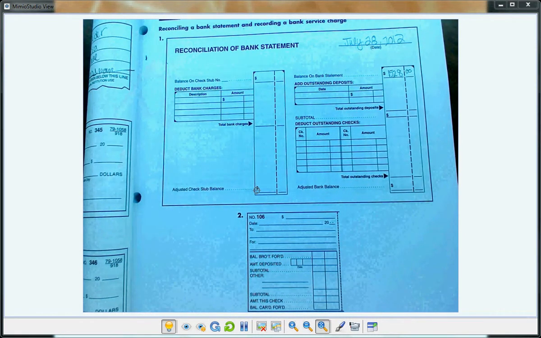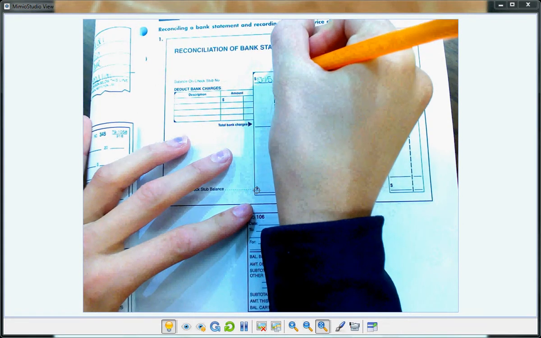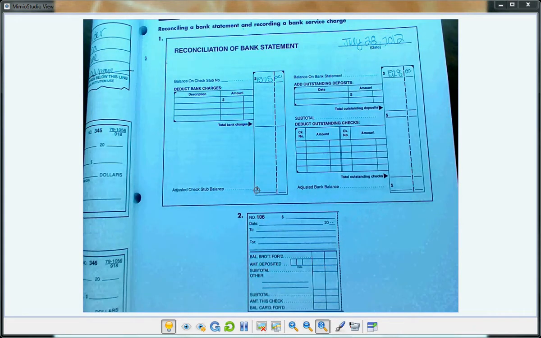Then balance on our check stub. It tells us is $1,575. And then right there by where it says check stub number, we want to go ahead and write down that was 106.